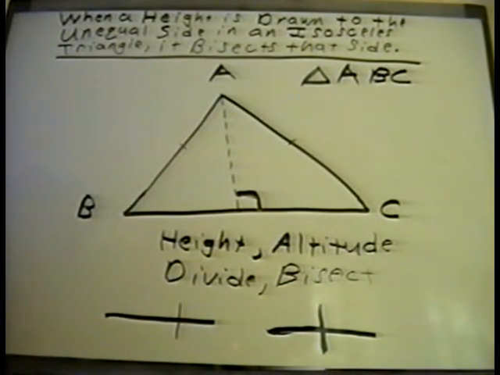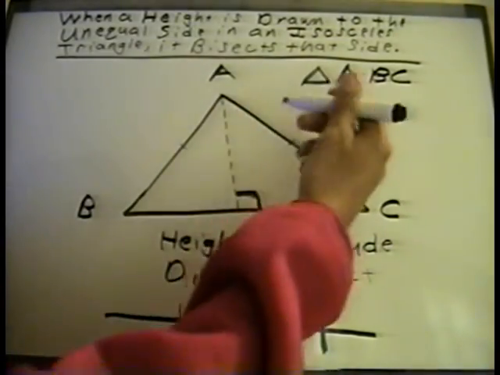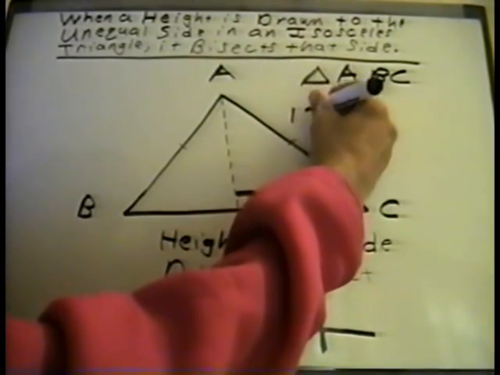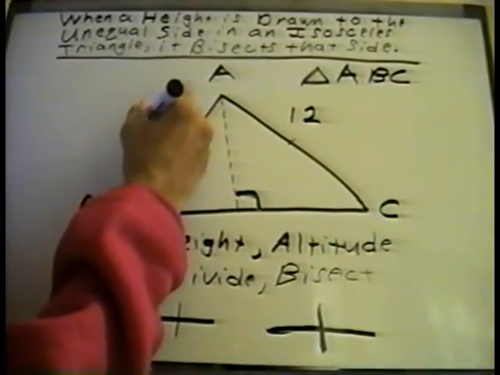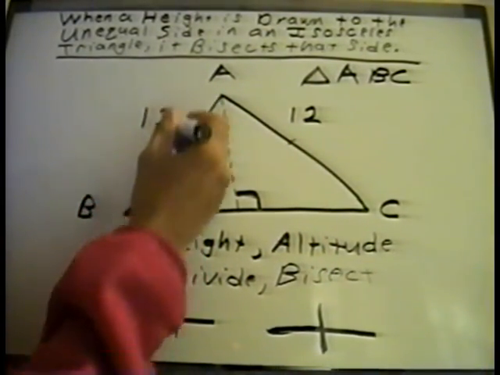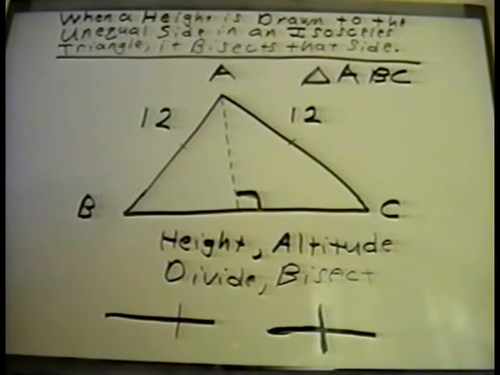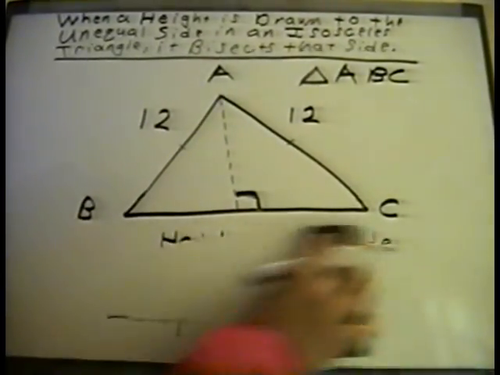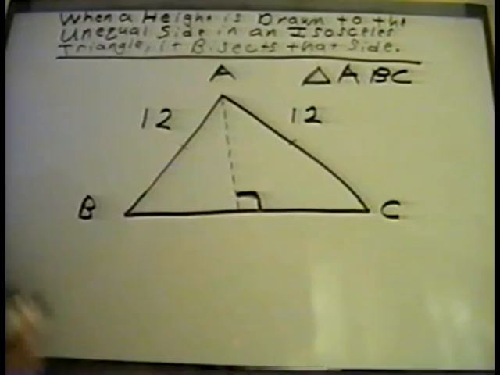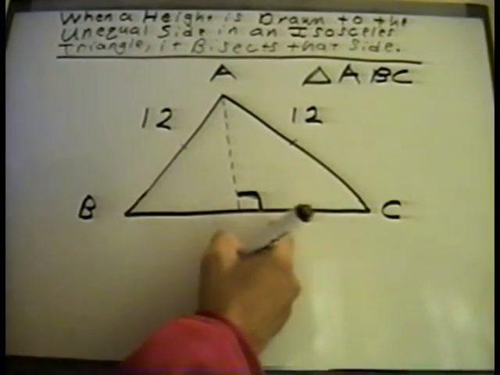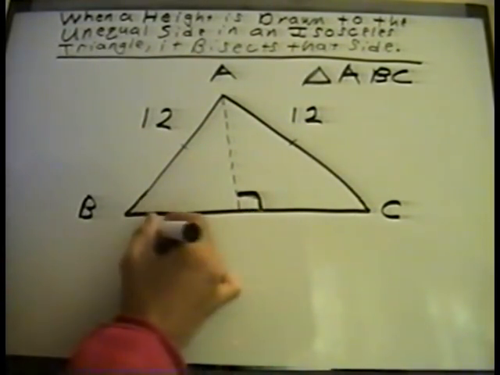Okay, so now we want to find, let's see, if we're given the values for these sides. Let's say this side here is equal to 12. So this is an isosceles triangle, so we have two sides equal to 12. Now let's say that we know that the base BC is 20.